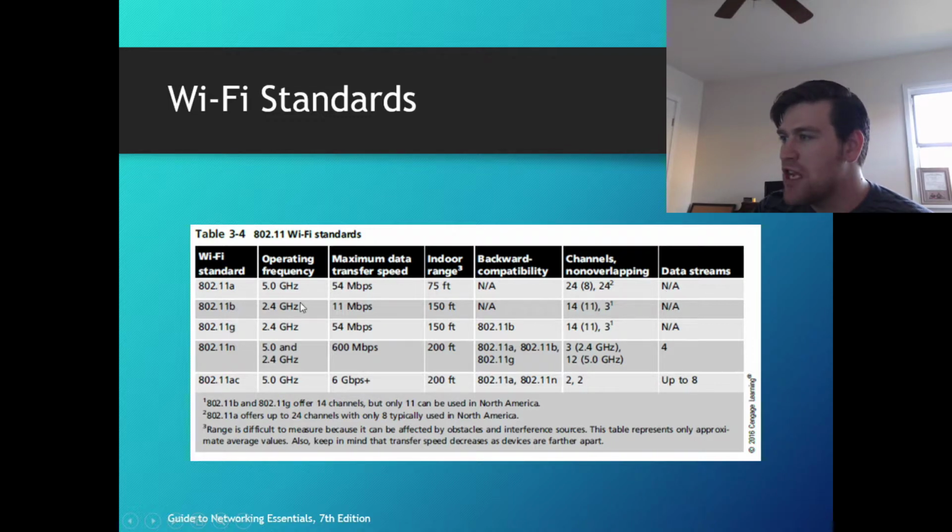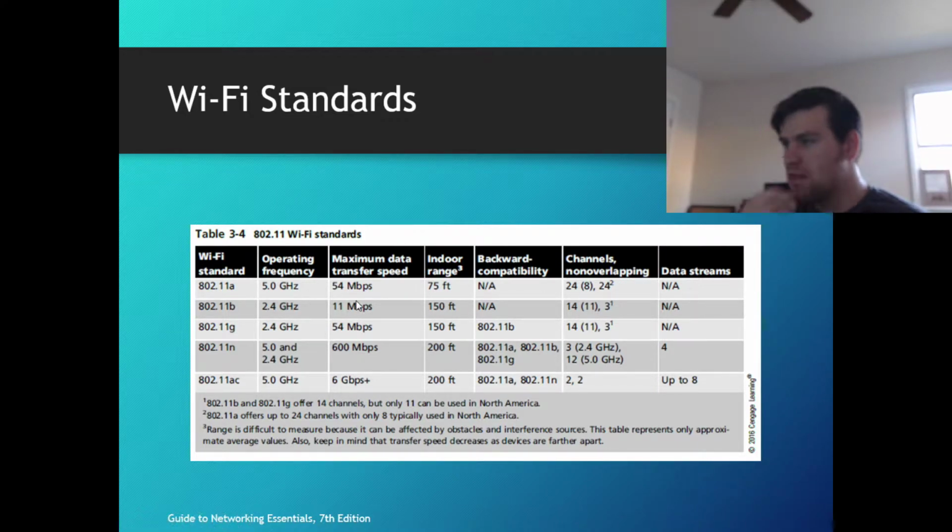And with 802.11b and g, they both functioned at 2.4 gigahertz, and b, unfortunately, had the slow speed of 11 megabits per second, but the range of 150 feet. So a and b were developed around the same time, and they were used in conjunction with one another. But a is what you would use if you needed high speed, low range. b is what you would use if you needed high range, low speed.